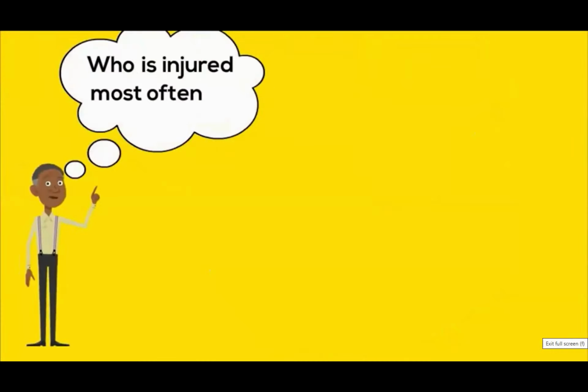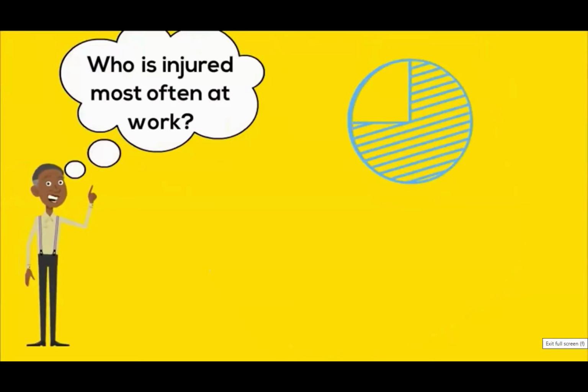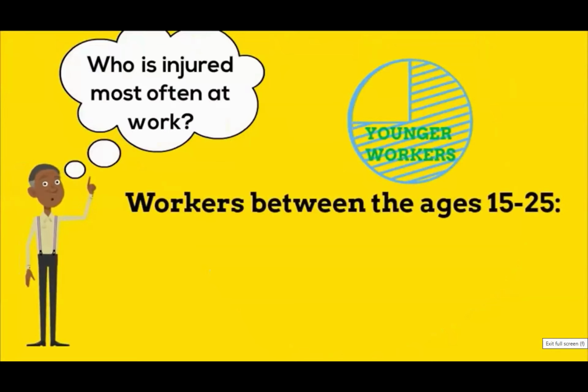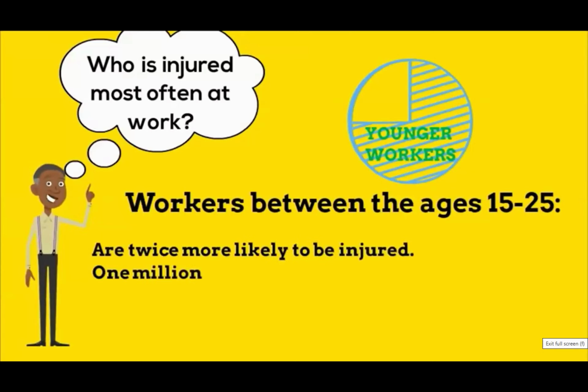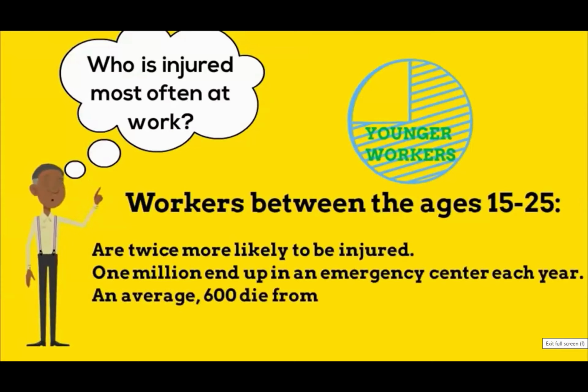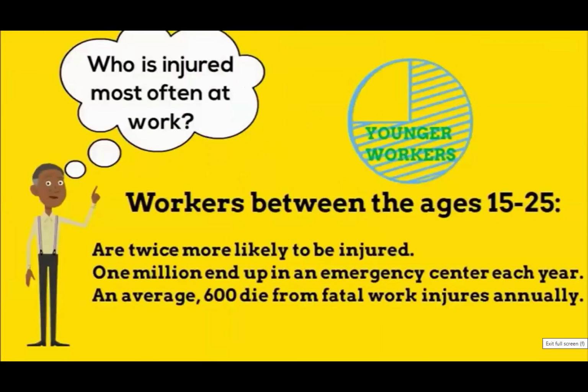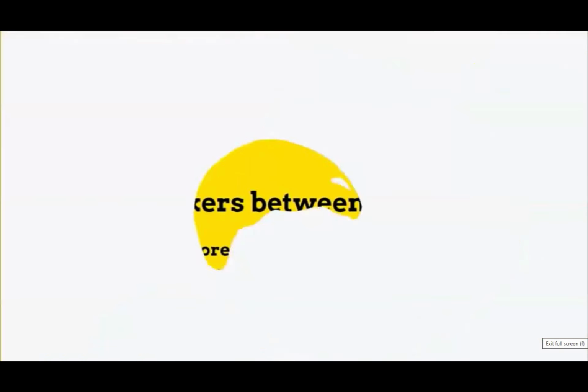Who is injured most often at work? It is younger workers, those between the ages of 15 and 25. These workers are twice as likely to be injured at work. Almost 1 million end up in the emergency center each year, and an average of 600 die from fatal work injuries.